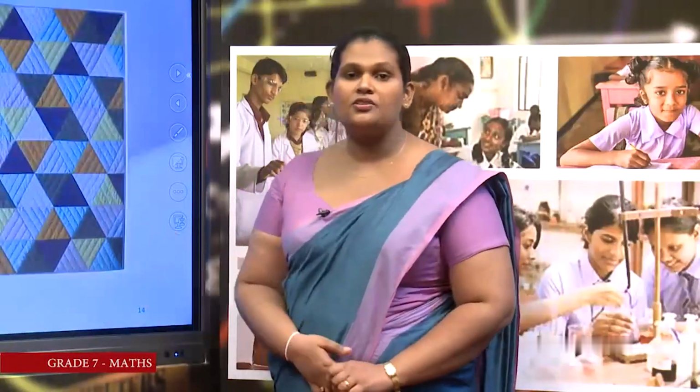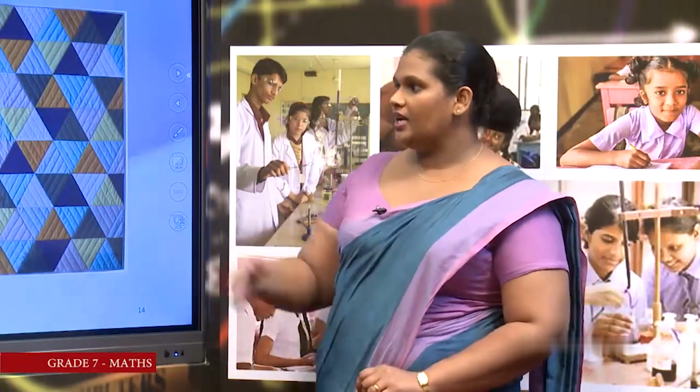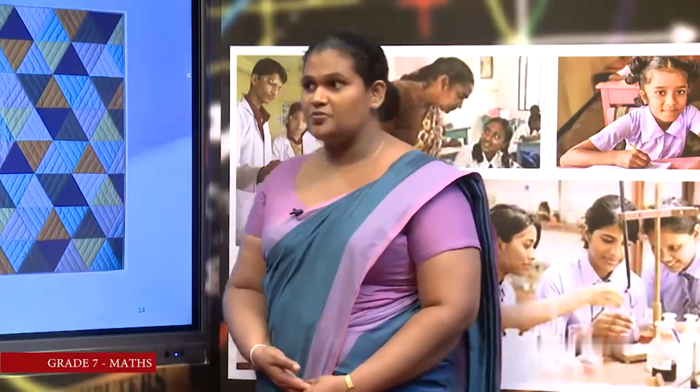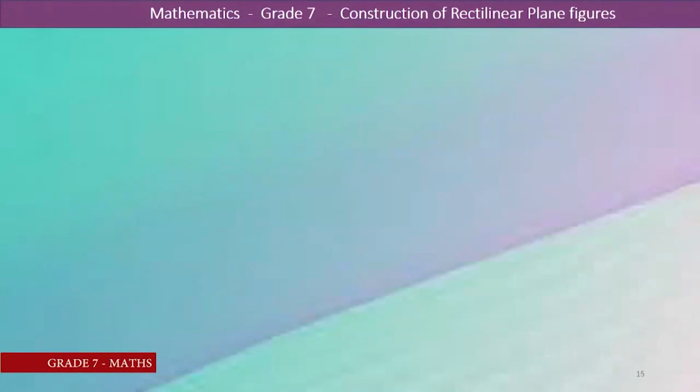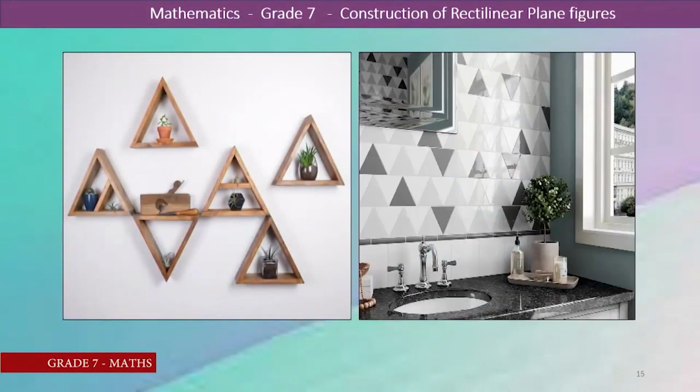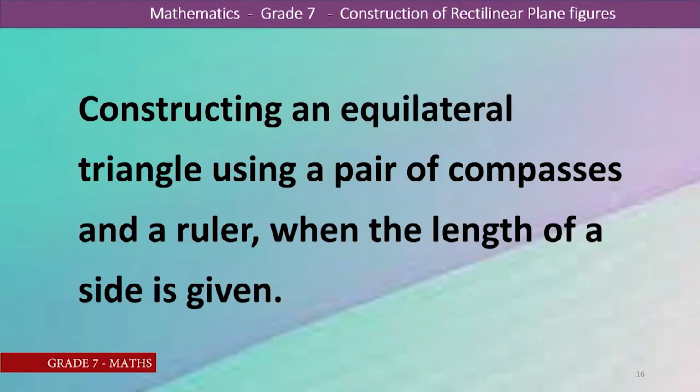Have you seen equilateral triangles in your day-to-day lives? You may have seen equilateral triangles in various patterns, and in road signs. Then what about these? Wall hangers or wall tiles, they also are equilateral triangles. Right. Now, we are going to construct equilateral triangles using the pair of compasses and a scaled ruler.